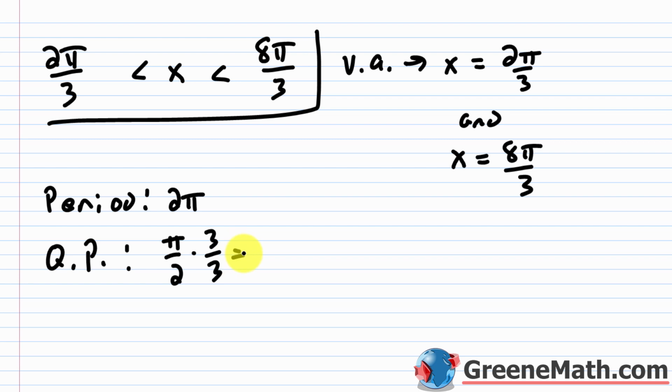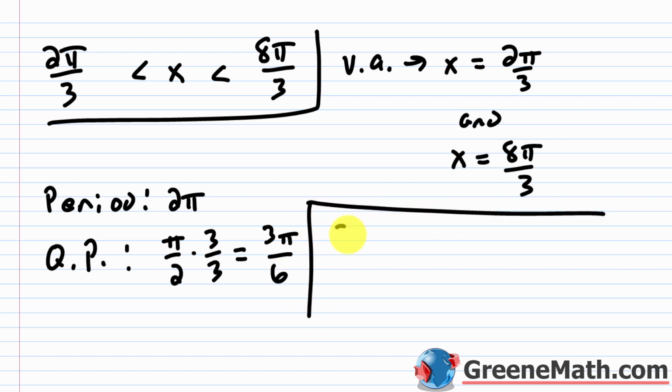So just multiply it now. It's just going to make your life a lot easier. So this would end up being 3 pi over 6. So another way to just write pi over 2, again, just making your life easier. So start with 2 pi over 3, and then plus, let me get rid of this and make it better. You're going to add your quarter period. So 3 pi over 6.